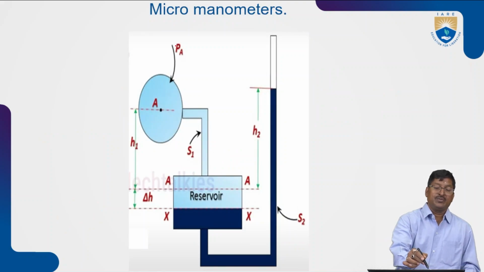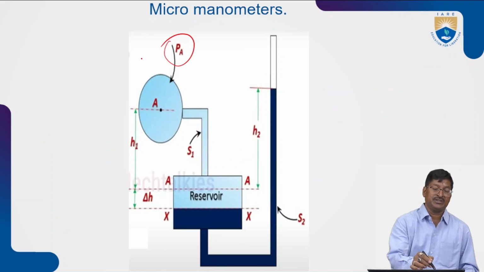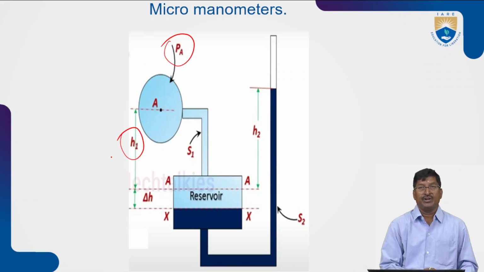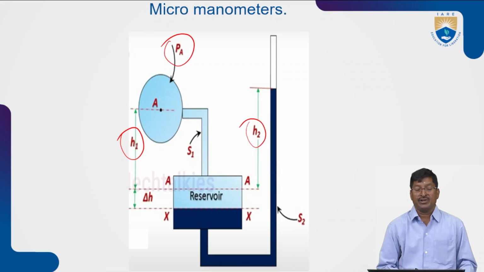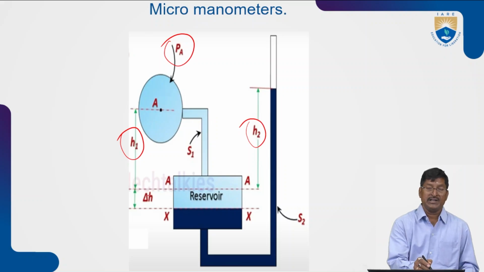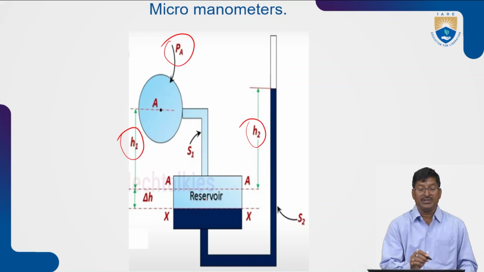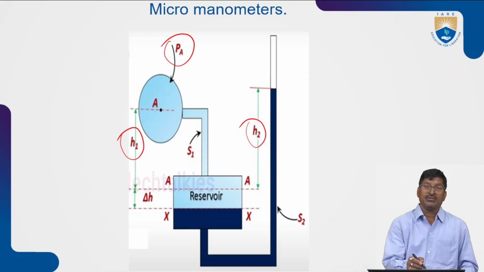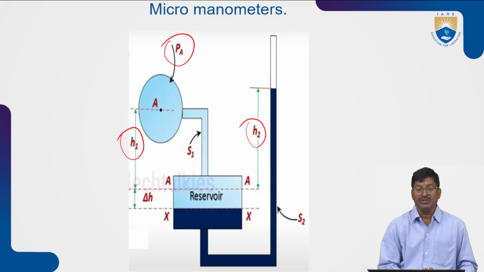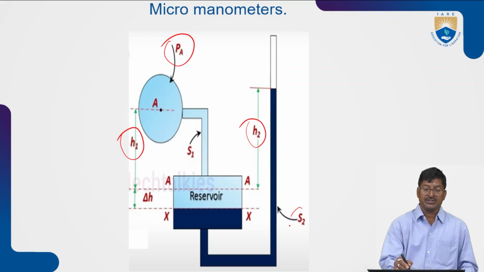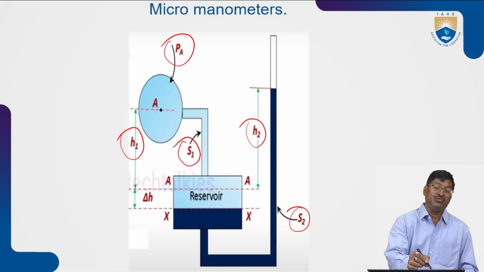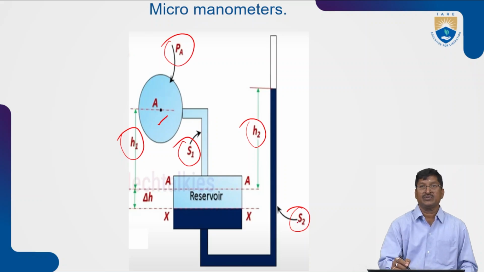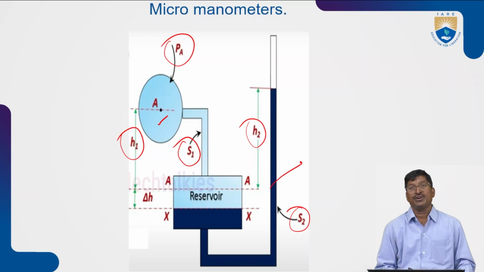See, this is the pressure at A in the pipe. This is H1 from the datum to the point A in the pipe. And H2 is also the height of the column in the right limb from the datum. Delta H is the fall in the level of the reservoir due to pressure of the pipe. So here it is S2, this is S1. So what is S1 here? Specific gravity of the fluid present in the pipe. Whereas S2 is the specific gravity of the manometric fluid.